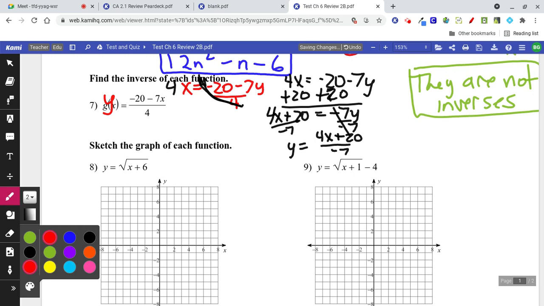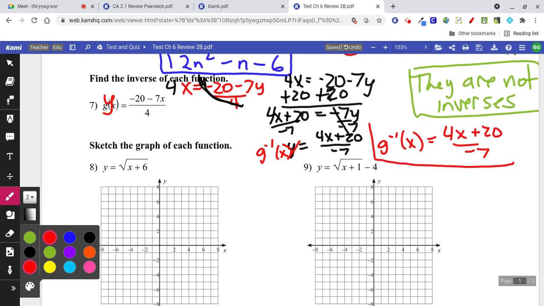And then the last thing we're supposed to do is replace that y with your function notation. Oops, this isn't f. This is a g. So we would go g inverse of x equals 4x plus 20 over negative 7. And there are other ways to write that. If you want to split it up and write it as two fractions, that's fine.